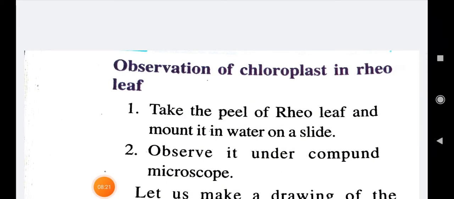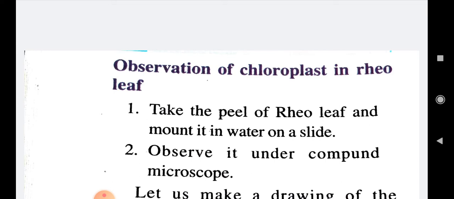So here you can observe it. Observation of the chloroplast in the rheo leaf. In the previous question we have already seen whether the chloroplast is present in rheo or not, like that they have asked. So that question is completed. I have given a clarification. So now going to the 9th question, observation of the chloroplast in rheo leaf. How do you observe? The first step is you have to take the peel of the rheo leaf. Peel, in the sense, a thin layer will be present on the leaf.